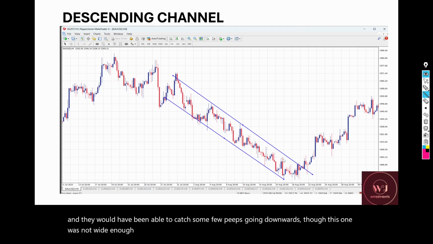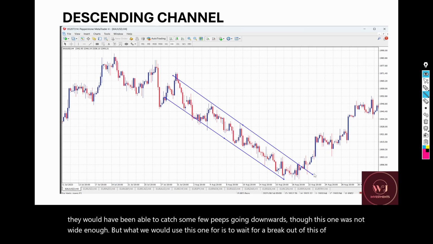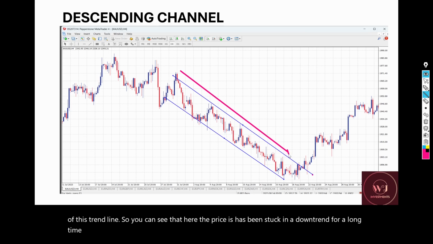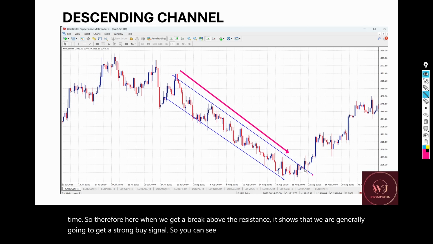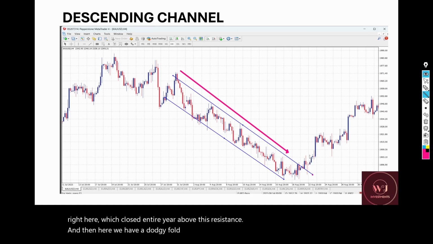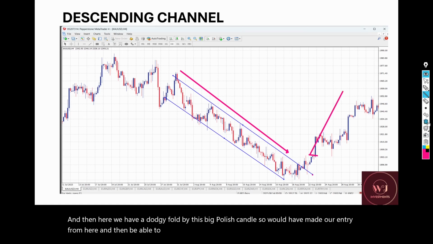But what we would use this one for is to wait for a breakout of this trend line. So you can see that here the price has been stuck in a downtrend for a long time. So therefore here when we get a break above the resistance, it shows that we are generally going to get a strong buy signal. So you can see that here there was a break on this blue candle right here, which closed entirely above this resistance. And then here we have a doji followed by this big bullish candle. So we would have made our entry from here and then be able to catch the wave up.